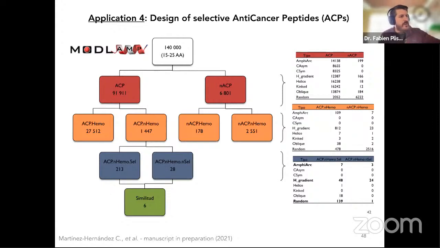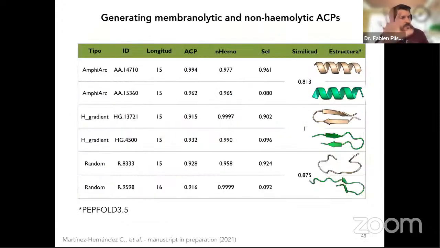And so she designed a binary model that could predict the selectivity of an anti-cancer peptide between one or different cancer cell lines. She developed these models and applied them to what was left from 1,400 peptides, and ended up with 6 peptides that are highly similar to one another, at least in pairs. And those are the peptides here.